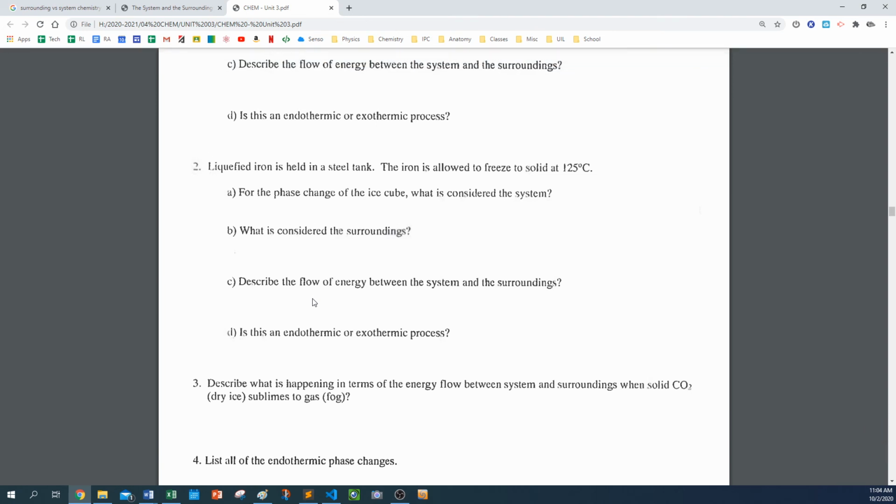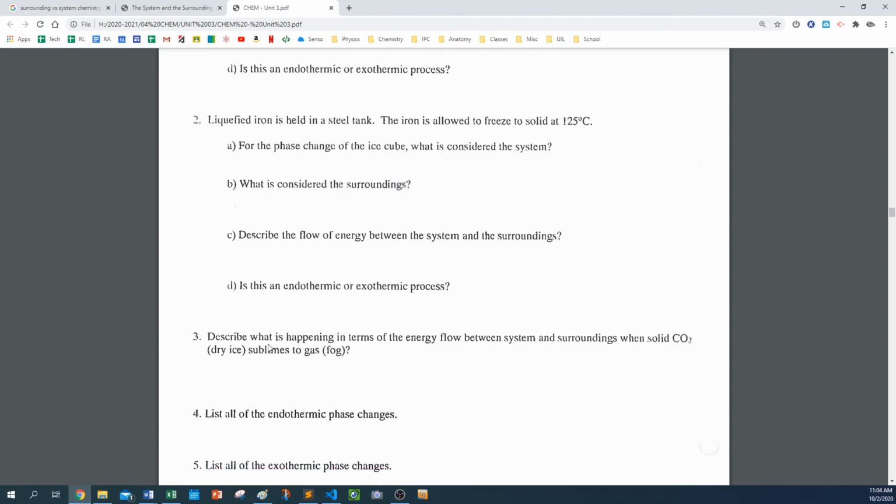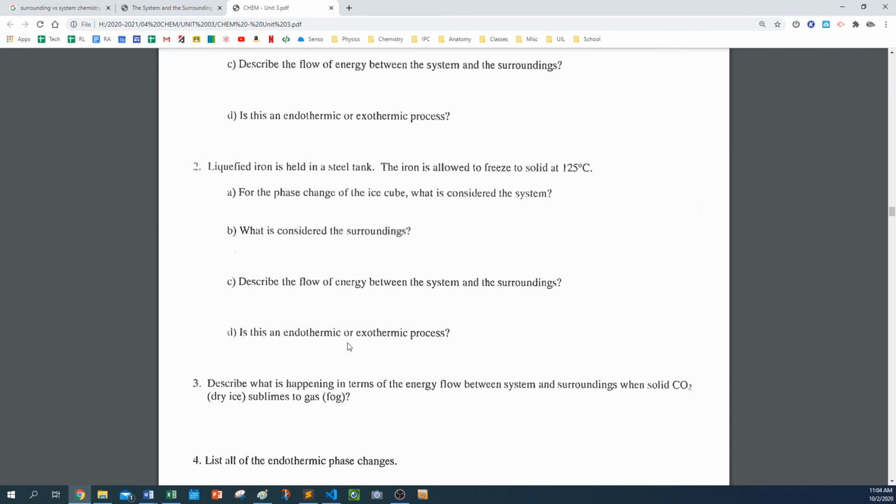And how is energy flowing between the system and surroundings? The liquefied iron is cooling off. Yes. And then from there it could be going out into the world, but again, we consider the surroundings everything else, so the steel tank and everything else too. So the energy is leaving the liquefied iron and going into the steel tank. So is this endothermic or exothermic? It'd be exo because it's leaving the system.